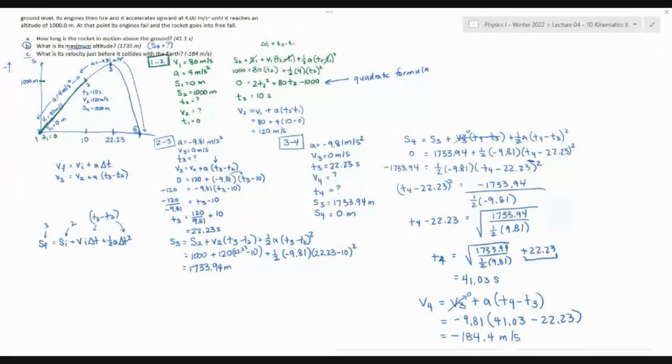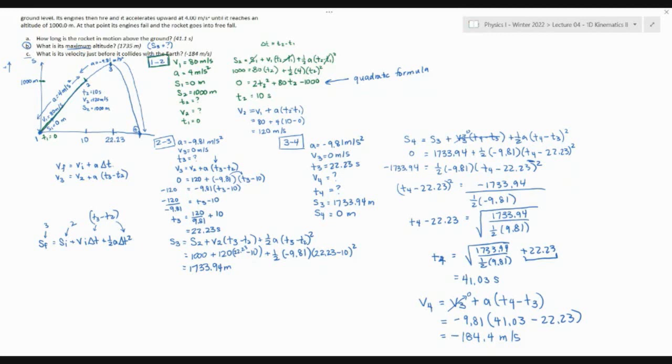Okay. Good. I just noticed your comment, Marian. Perfect. You got the right answer for the time. And so now for V4, I'm getting negative 184.4 meters per second. It makes sense that it's negative because we said up is positive, but the object is hitting the ground and it's going down. So it would be a negative velocity.